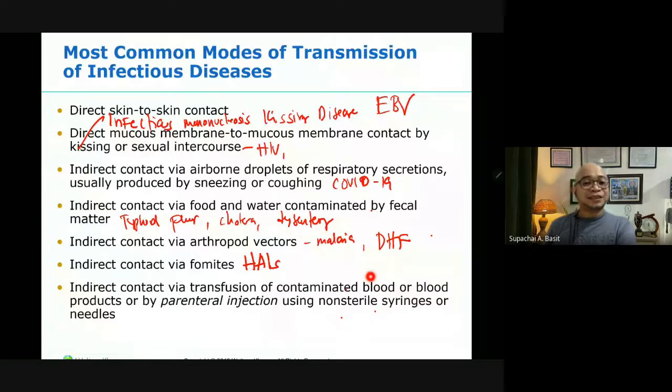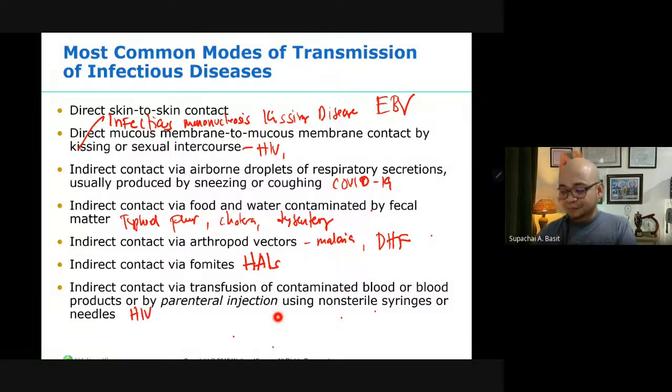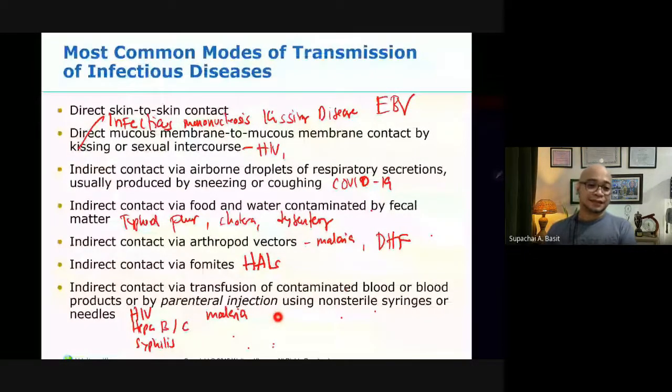Indirect contact via transfusion of contaminated blood or blood products, or by parenteral injection using non-sterile syringes and needles. These are the reasons why we are screening blood donors for HIV, Hepa B and Hepa C, syphilis, malaria, okay? Because we do not want to get them through blood transfusion.